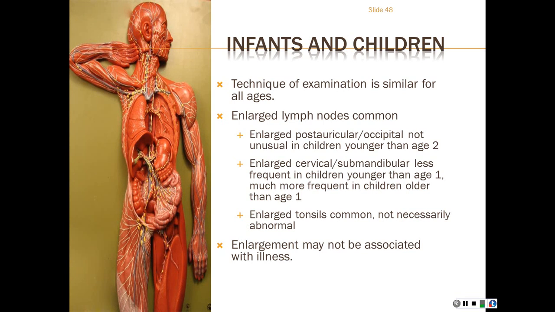Technique for the examination of infants and kids is the same, but realize that enlarged lymph nodes are common in kids because they're getting most of their viral illnesses at this point. An enlarged postauricular or occipital node is not unusual in children younger than 2 years old. Enlarged cervical, submandibular nodes are less frequent in kids younger than 1 year old, but more frequent in those greater than 1 year old. Enlarged tonsils are common, not necessarily abnormal.